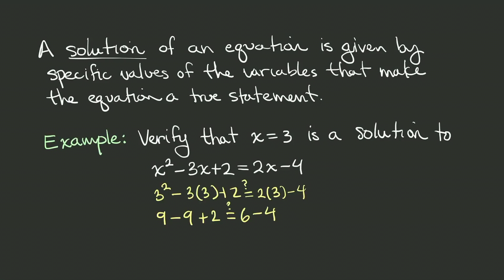So on the left we have 9 minus 9, which are going to just cancel each other out. Then we're left with 2. And we're checking to see if that's equal to 6 minus 4, which is 2. We ended up with a true statement, which means that x equals 3 is a solution.